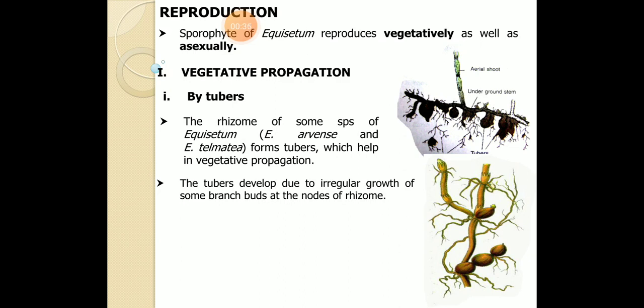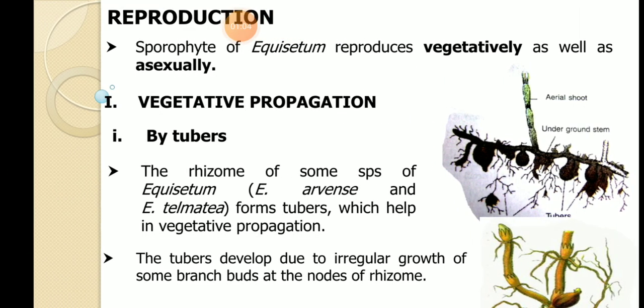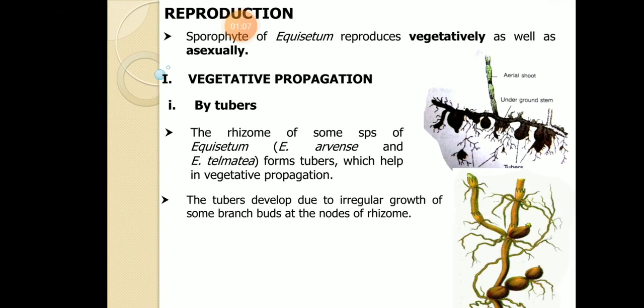In the morphological structure I have already mentioned that some tubers are formed in Equisetum, and they help in reproduction. In the rhizome region of some Equisetum species, they form tuber-like structures. They help in vegetative reproduction. The photographs show that small bulged tubers are present. They separate from the mother plant and help in reproduction.